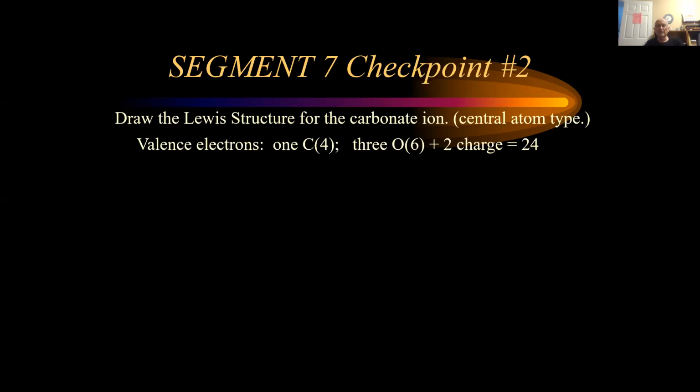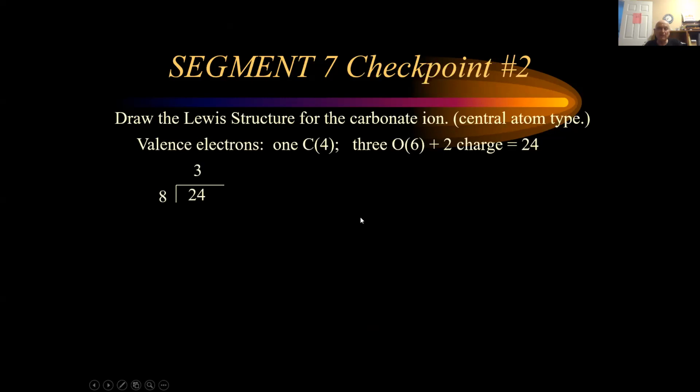So I've got carbon in group 4, 4 valence electrons. Oxygen's in group 6, I've got 3. 3 times 6 would be 18. I need to add 2 because the carbonate ion is -2 charged. So I add 2 more, plus the carbon gives me 24. So I've got 24 valence electrons in carbonate.